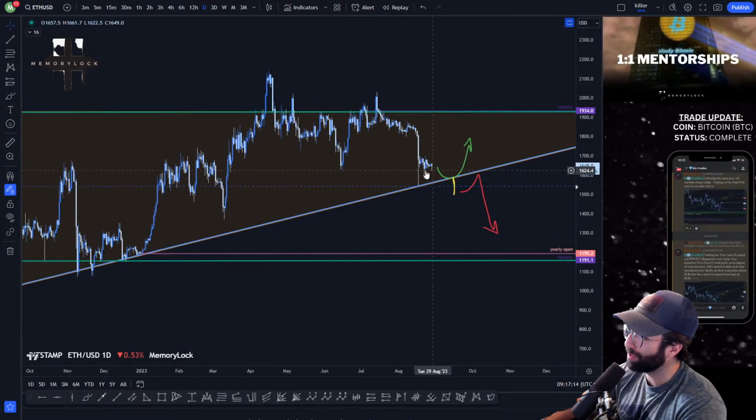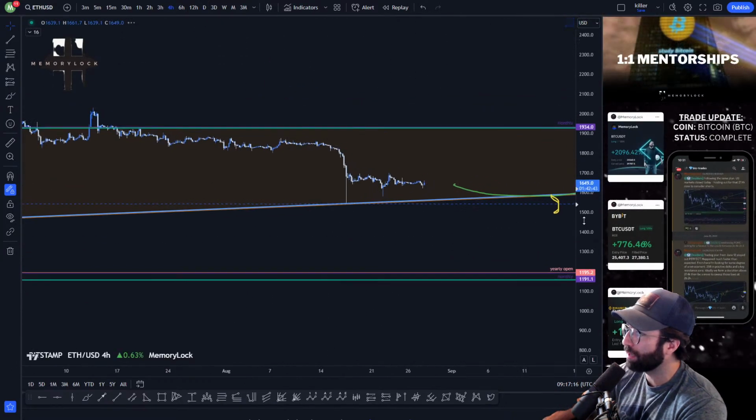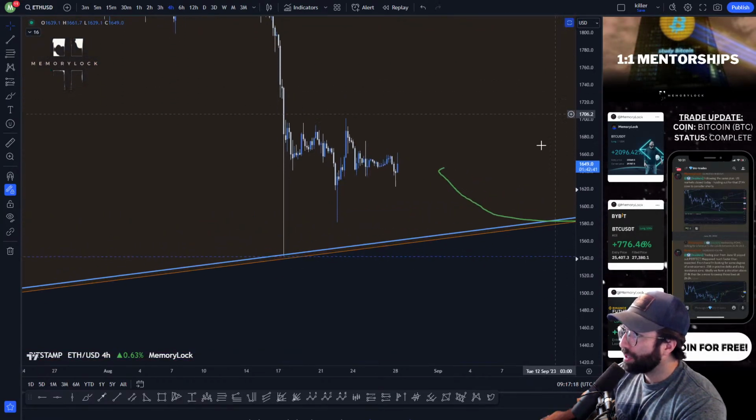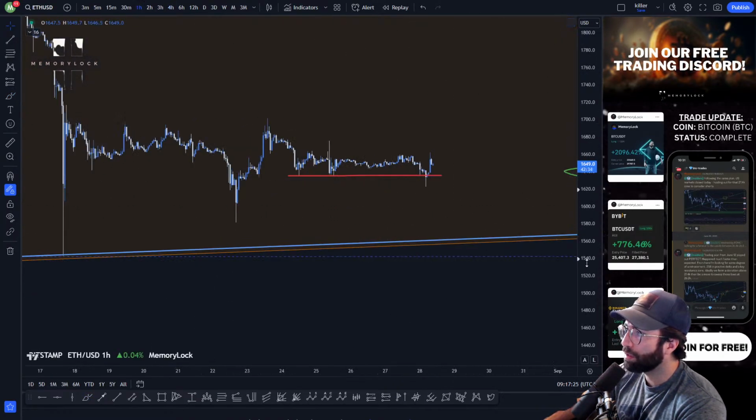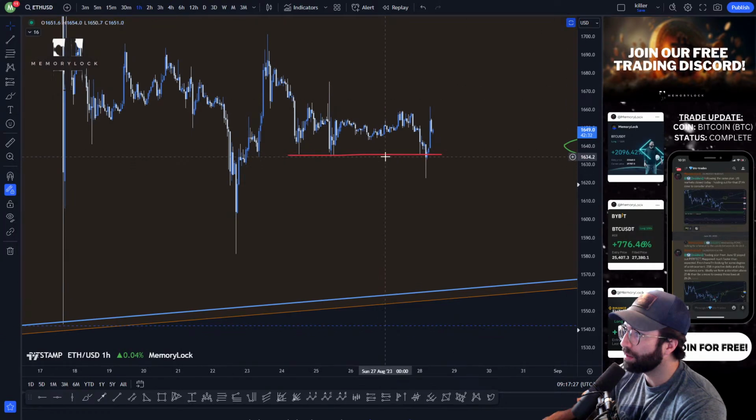Just to update you guys, really not a whole lot has happened. If we go to a lower time frame, we can see that we did get a nice swing failure here so far, which, I guess, it didn't quite swing fail, did it?